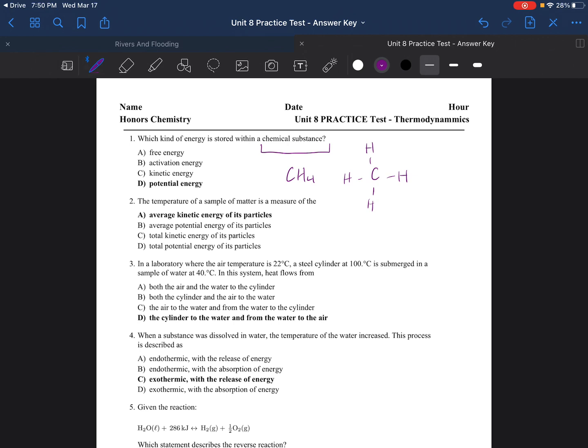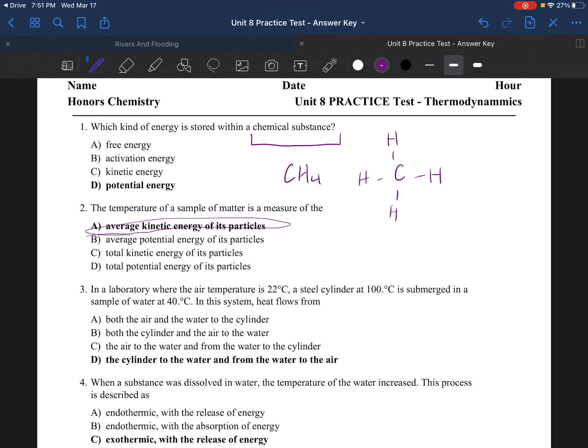Number 2, the temperature of a sample is the measure of, this is a definition. So average kinetic energy of its particles is the definition for temperature. Temperature is a measure of the average kinetic energy.